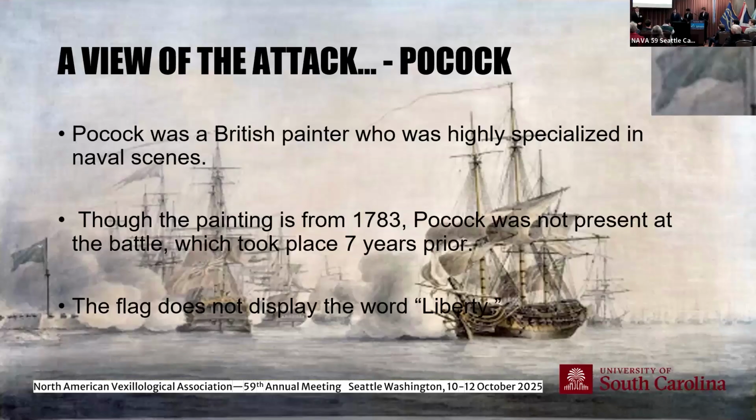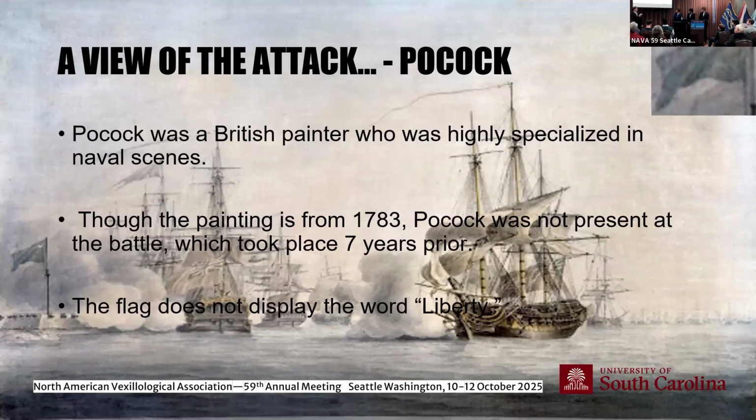This is a painting by Nicholas Pocock. It's in 1783, so 7 years after the battle. A little bit about Pocock. He was a British painter from mainland England. He was not thought to be present at the battle. So everything depicted in this painting is from secondhand sources of the battle.